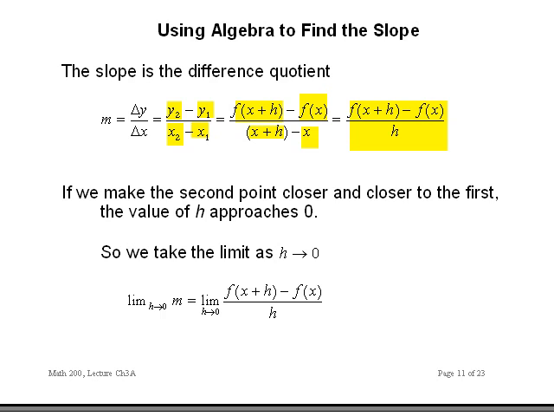Here, the equivalent of that is to let h get smaller and smaller. So what we're doing is taking the limit as h goes to 0. We don't have to let x2 go to x1 directly. We can just let h go to 0, and that second point will come in towards the first point. Here's the statement. The limit as h goes to 0 of m equals the limit as h goes to 0 of f of x plus h minus f of x over h. Obviously, we can't let h be 0 directly, or we would be dividing by 0, but the limit will take care of that for us.